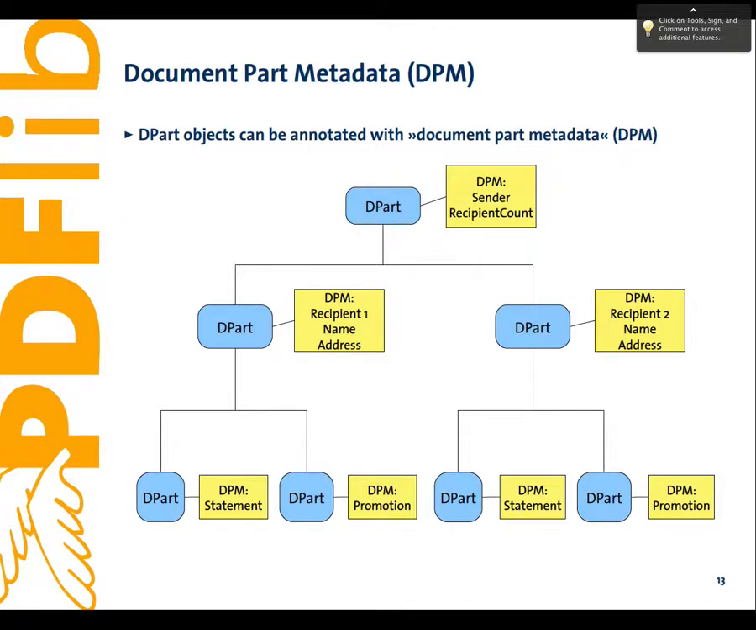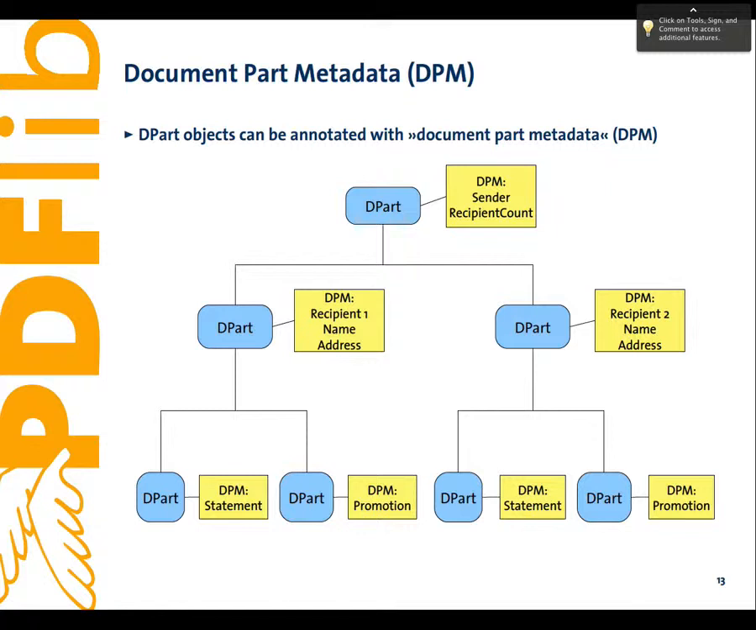And the second important addition to the data structures of a PDF file is this so-called document part metadata. You can attach PDF objects to the document part tree nodes that describe what is contained in the document parts. And depending on the level in the document part tree, different kinds of attributes can be attached to the document part nodes. So for example, you could attach to the root node who is the sender of the PDF/VT file and how many recipients you have in the tree.